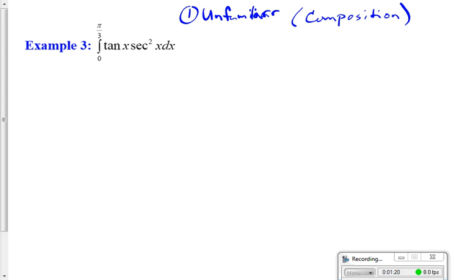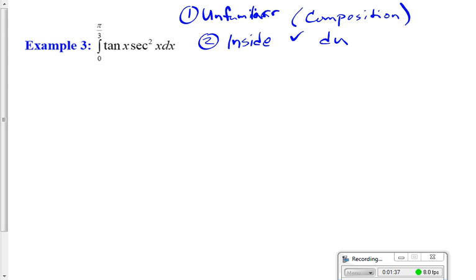Number two, what do you use for u? I think your default is to start on the inside and then check and see if it works. Okay? You need to check by finding du.